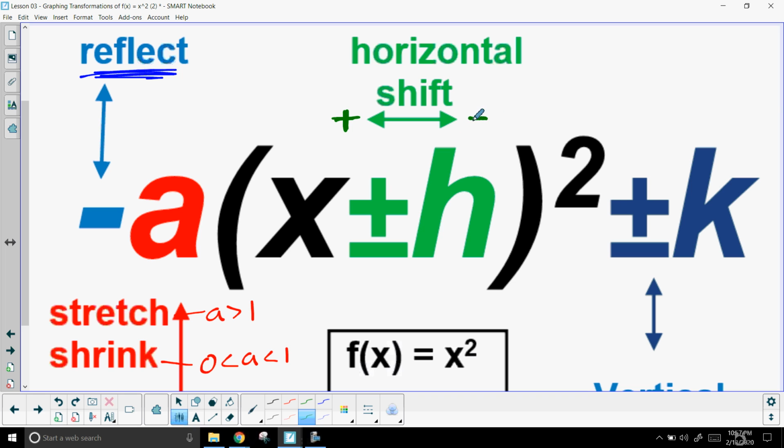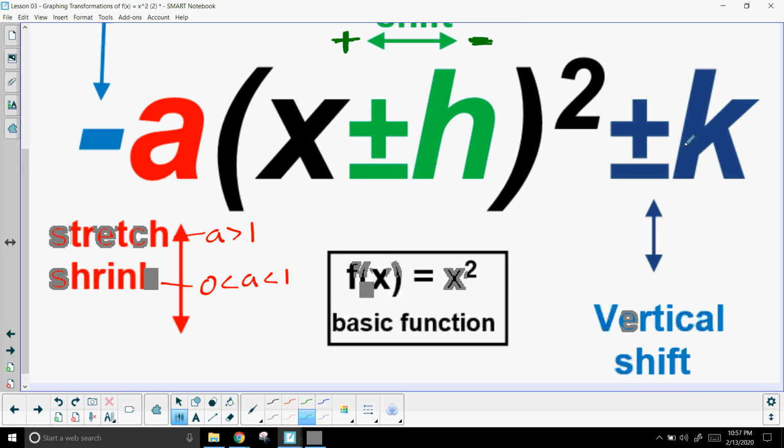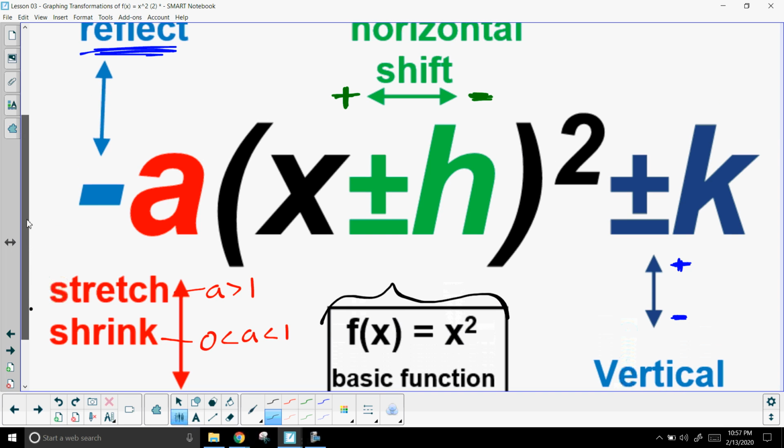Again, the K, the first thing we talked about: if it's positive, it's going up. If it's negative, it's going down. Here's your parent function. This is what we're working with. And you're going to want to add just one more little note up here. I think it's nice right here. Your vertex comes from the H and the K.